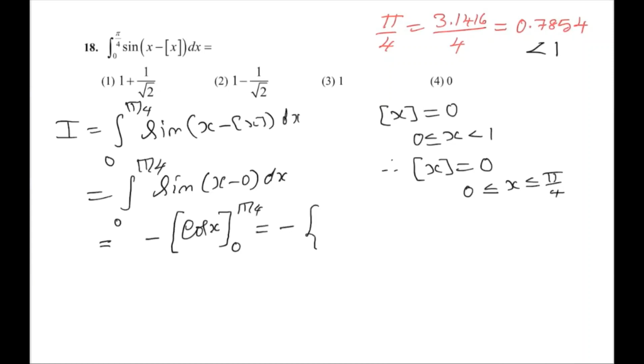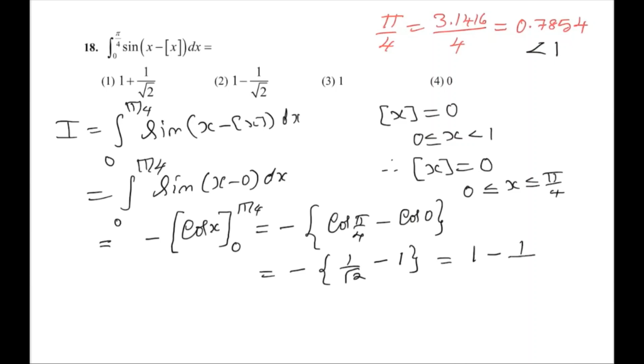Minus of the value of cos x at upper limit, cos pi by 4, minus value of cos x at lower limit, that is at 0. Cos pi by 4 is 1 by root 2. Cos 0 is 1. Taking the minus sign inside, it becomes 1 minus 1 by root 2. So that is the correct answer. So the correct option is option 2.